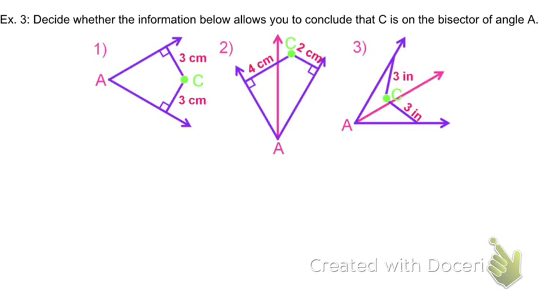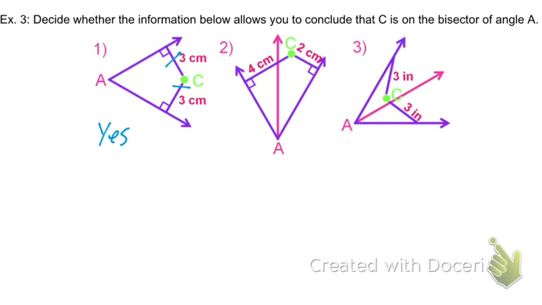So is C inside the angle? Yeah. Okay, so it's on the interior of the angle. And is it equidistant from the two sides? Yes, it is. So is it on the angle bisector? Yes. Okay, so on this first one, we know it is. According to the converse, that fits it.